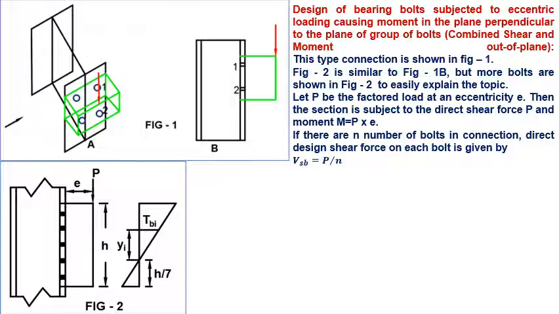Let P be the factored load at an eccentricity e, then the section is subjected to direct shear force which is equal to P and moment M equals P into eccentricity. If there are n number of bolts in the connection, direct design shear force on each bolt is given by VSB equals P upon n.